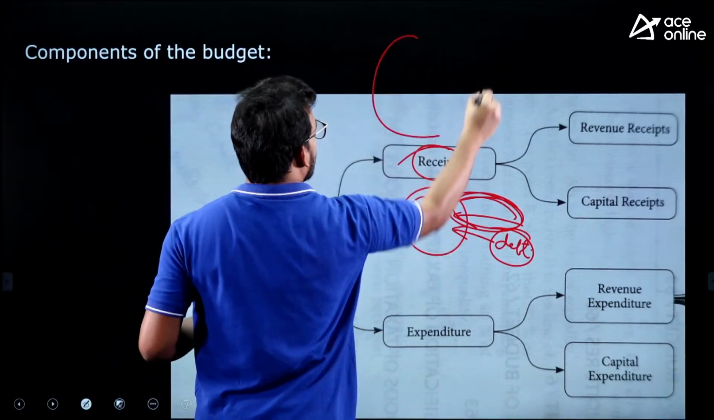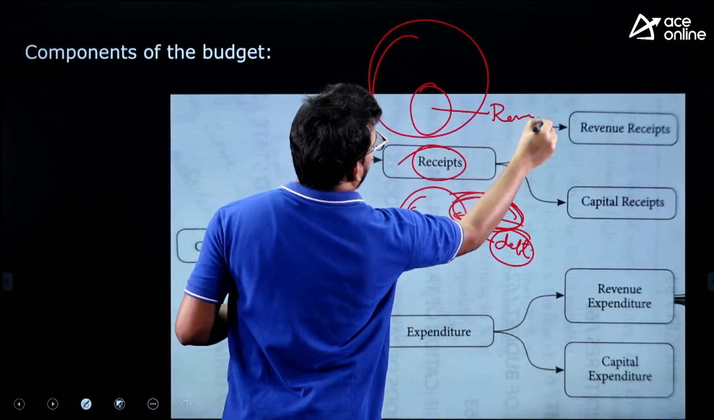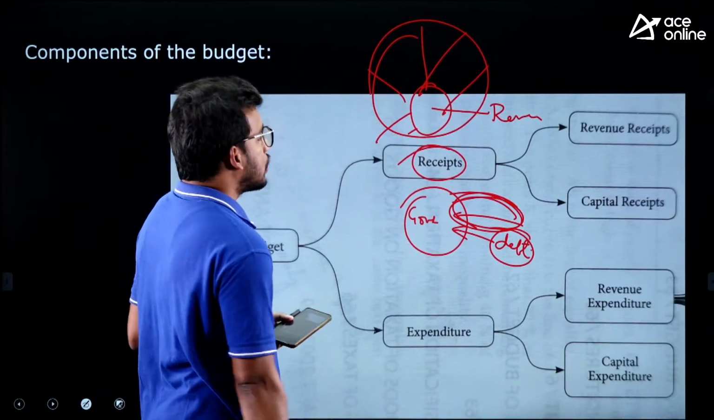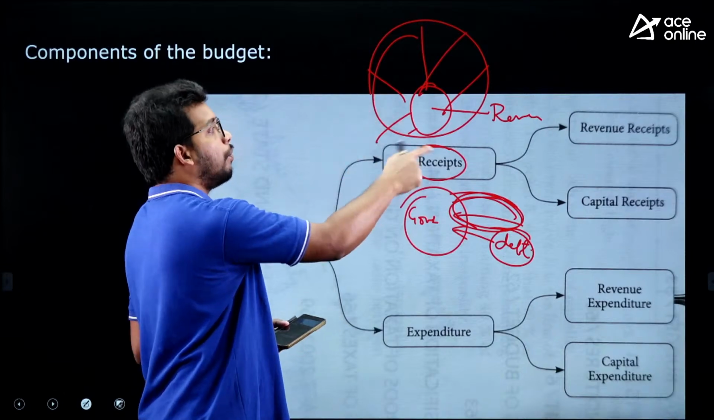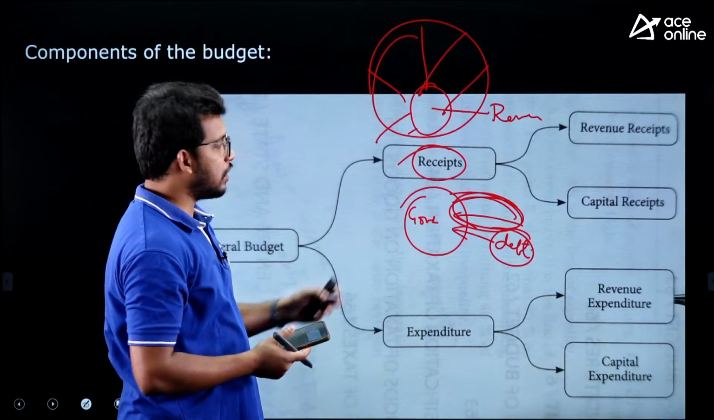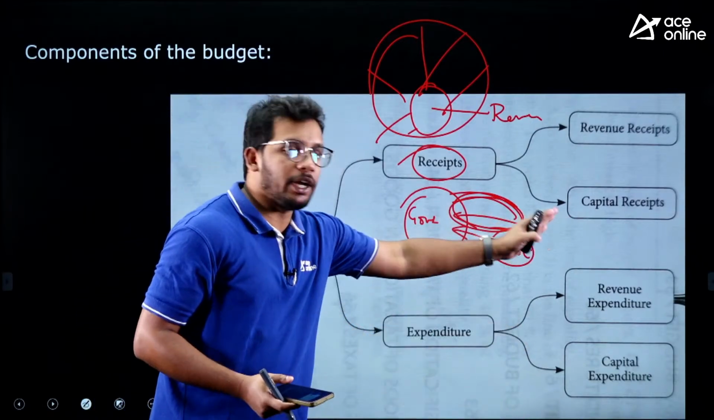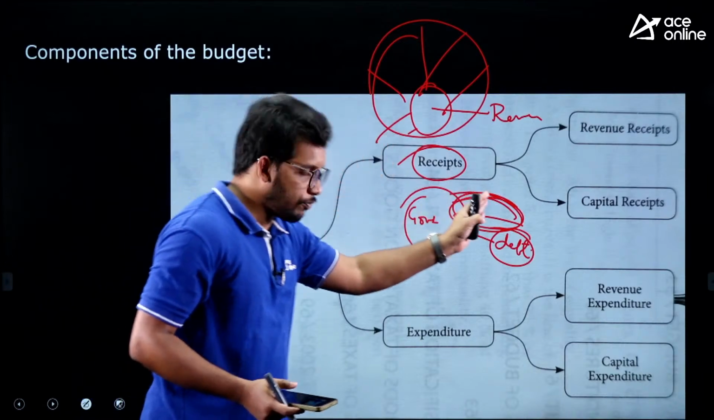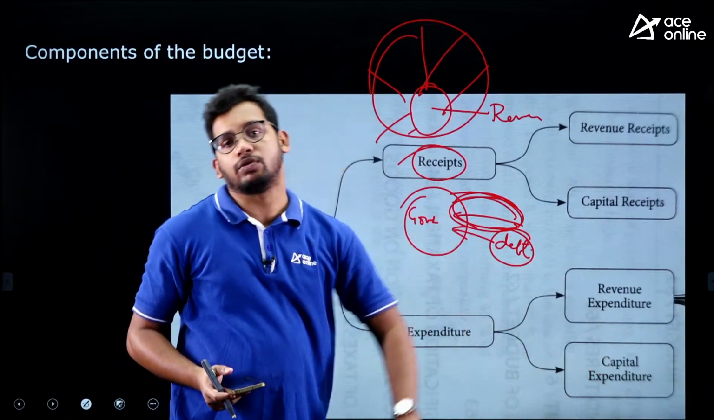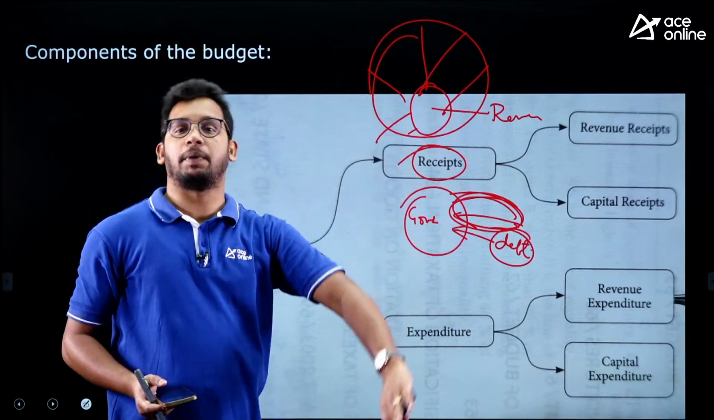If this is the receipts, the small circle is the revenue, and the rest is the debt the government has taken, right? So receipts include revenue plus debt taken by the government in that one year. Fine. Now expenditure. Receipts is money coming towards the government, whether one-time payments or debt. Expenditure is where the government is giving money to someone else. It can be one-time expenditure or long-term expenditure as well.